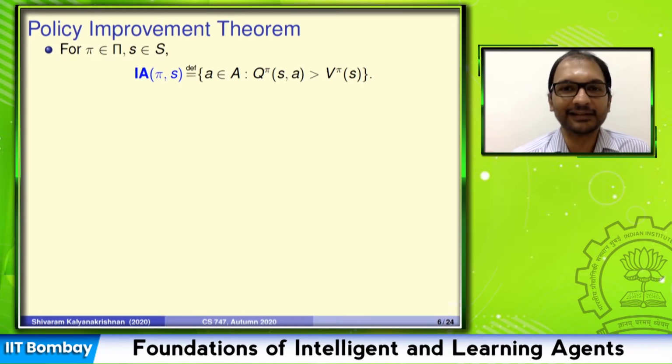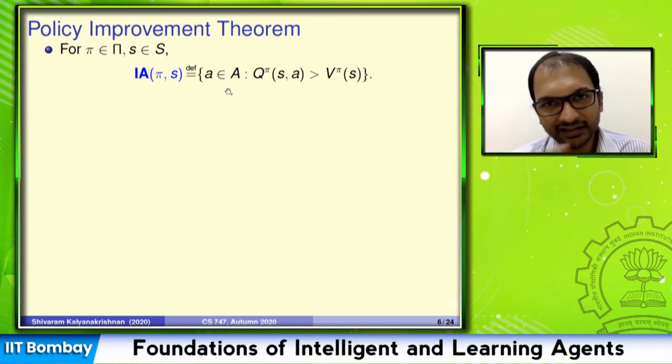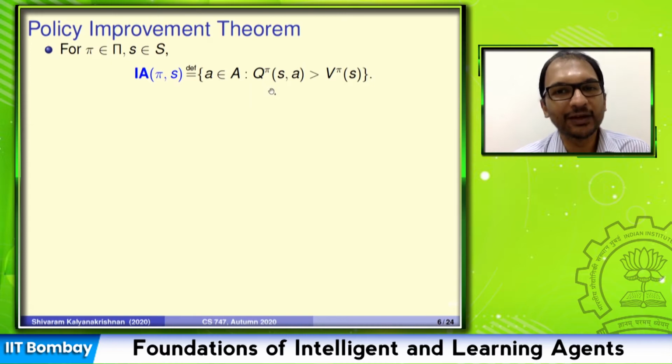So let's make things a little bit formal. We saw things with the picture on the previous slide. I'm saying basically the same things with notation, with an equation over here. So for a given pi, some fixed policy pi, let us say that the set of improving actions of pi for a state is all those actions which have a q value that is higher than v pi of s. So these were the actions that we drew above the line on the previous slide.